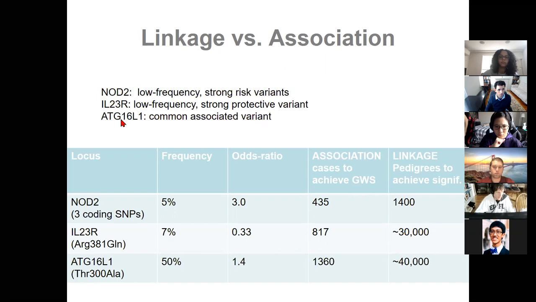And again, for ATG16L1, this is a common associated variant. So it is quite easy to achieve significance with genome-wide association studies, because even though the effect is subtle, only 40% compared to 300% for this one, the variant is very frequent, so you can actually associate it. But because the odds ratio is so small, linkage does not give you power to discover.